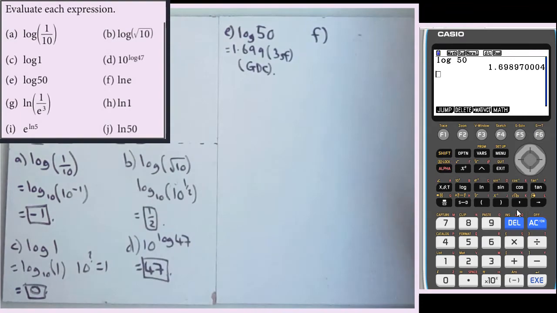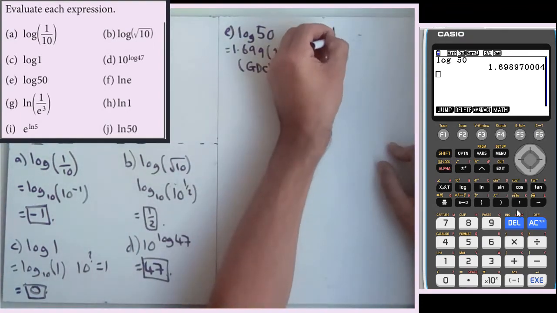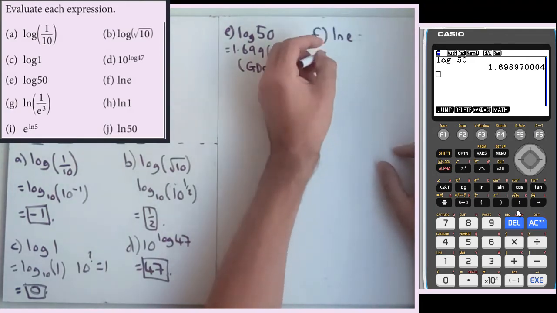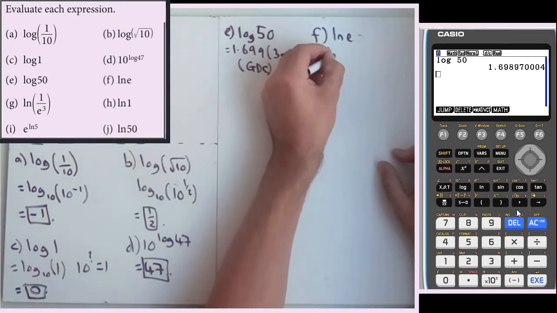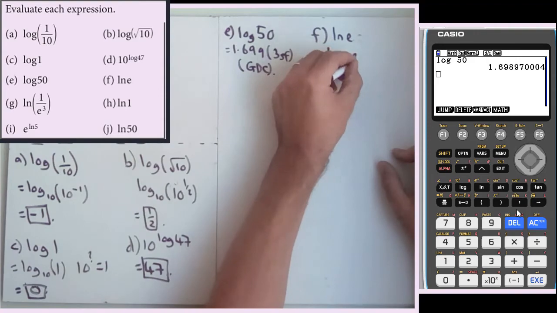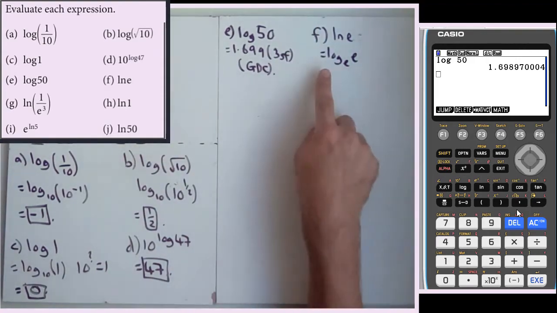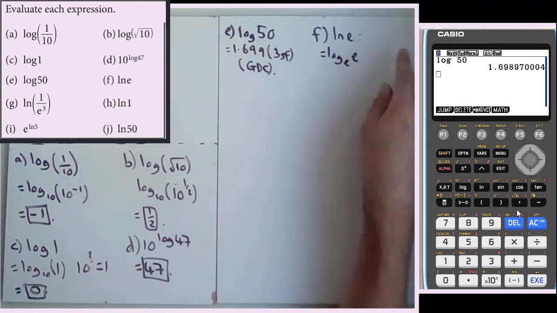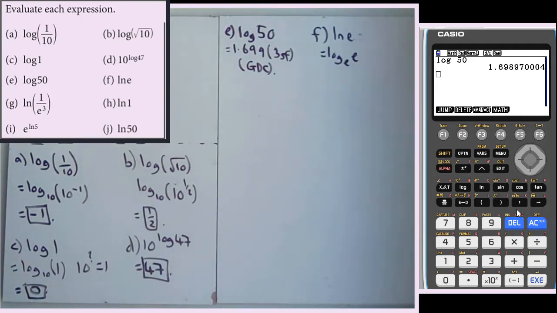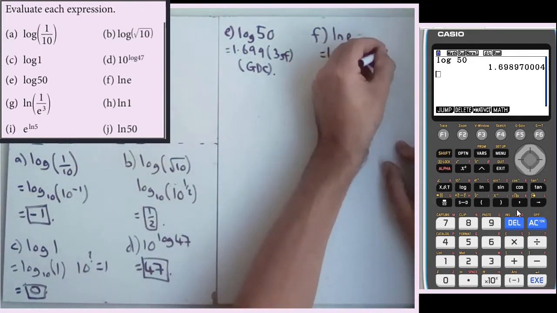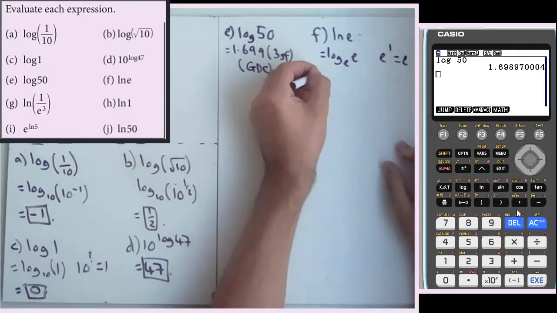Part F, ln e. So now we're into different logs. Remember, ln means log base e. So we're saying what power do I raise e to get e? Well, if you want to raise a number to a power to get to the number, you need to raise it to 1. But e to the power 1 equals e. So the answer is 1.